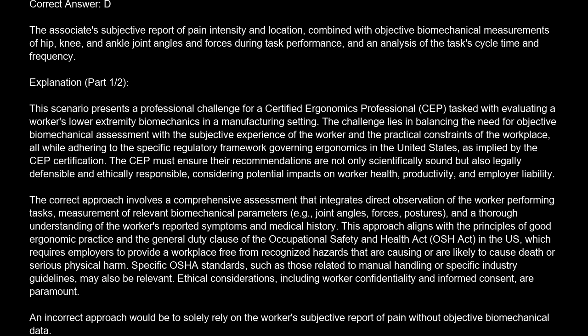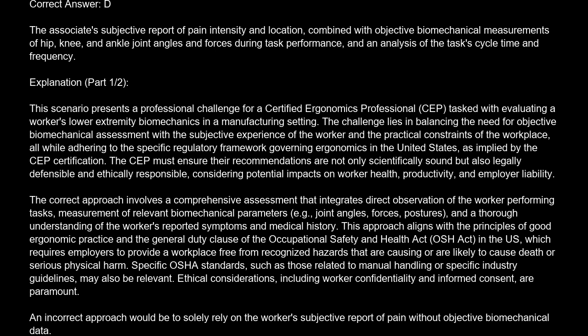The challenge lies in balancing the need for objective biomechanical assessment with the subjective experience of the worker and the practical constraints of the workplace, all while adhering to the specific regulatory framework governing ergonomics in the United States, as implied by the CEP certification. The CEP must ensure their recommendations are not only scientifically sound, but also legally defensible and ethically responsible, considering potential impacts on worker health, productivity, and employer liability.